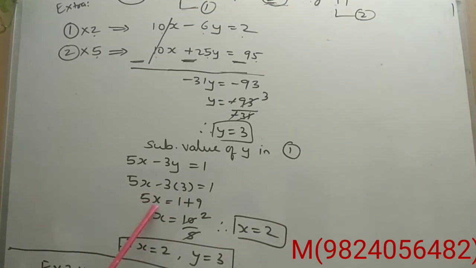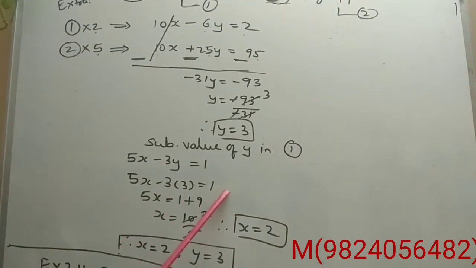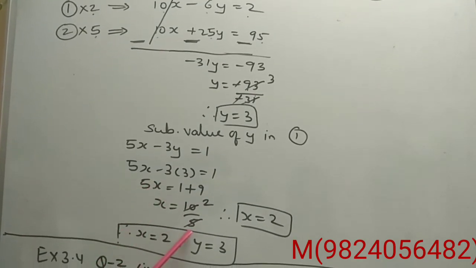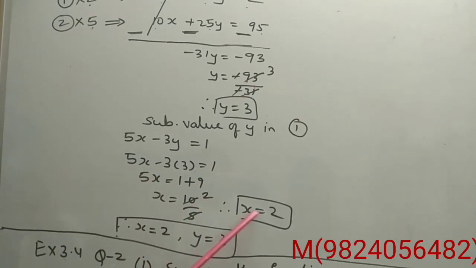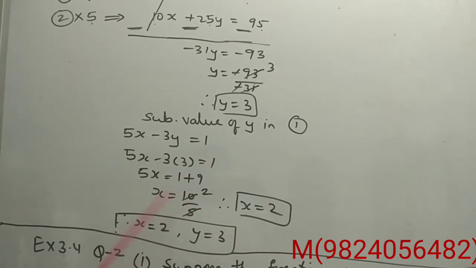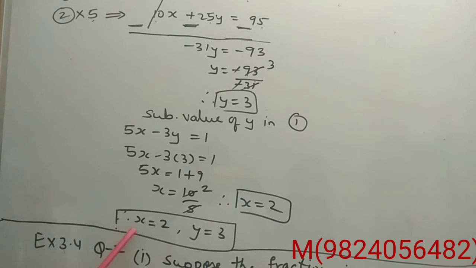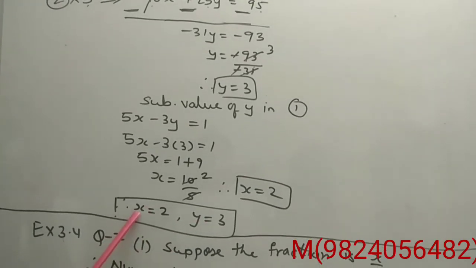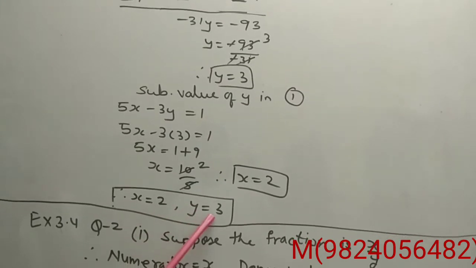So it will become 5x is equal to, minus 9 goes on this side, plus 9, so 10. So x is equal to, 5 goes in the denominator, 2. So the value of x is 2. But at the end of the answer, always write down the value of x and y together like this and highlight it. So the value of x is 2 and the value of y is 3.